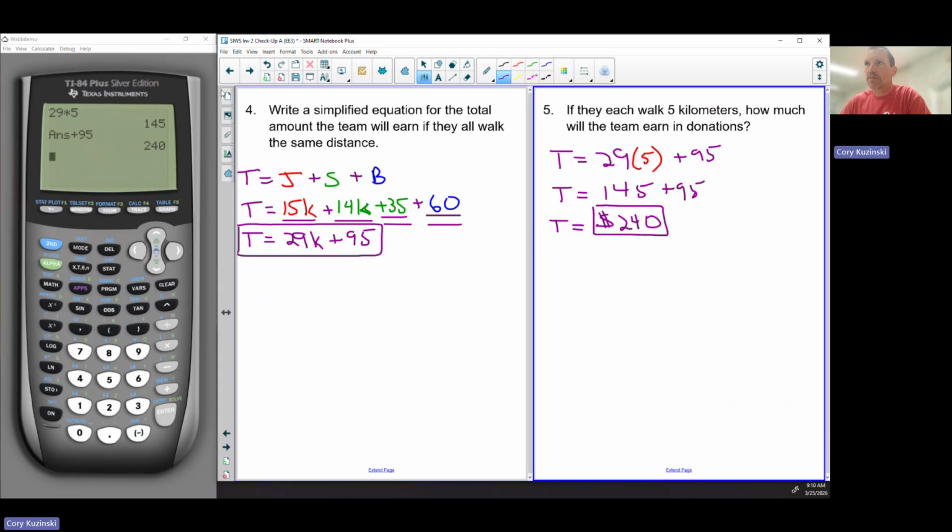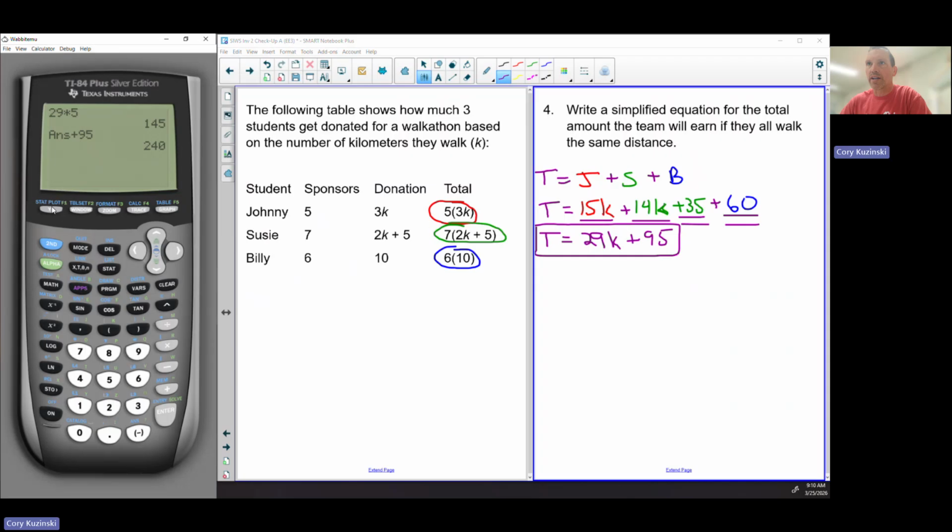Let's look at this a different way. Let's go back a little bit. Let's go to y equals. Let's put in 5 times 3x for Johnny. Let's put in 7 times 2x plus 5 for Susie. And let's put in 6 times 10 for Billy. Let's go to the table. And let's go to 5 kilometers. Table set, start at 0. And there we go.